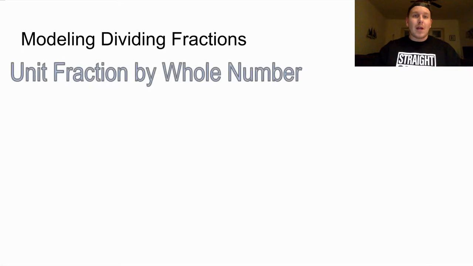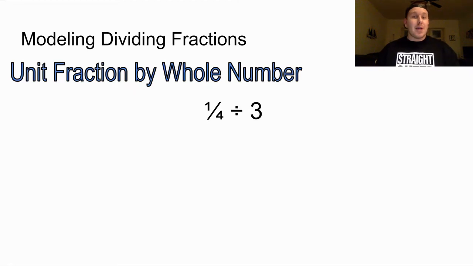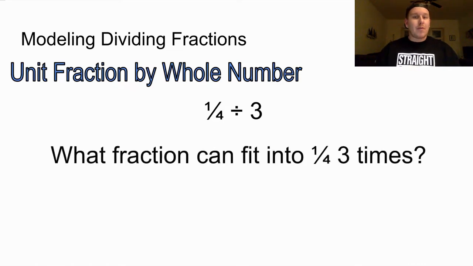So now we have an expression that is unit fraction by whole number. Something I notice about this expression is the numbers are very similar to what we used in the last problem, but we flip-flopped the dividend and the divisor. Now the question we're going to ask is, what fraction can fit into 1/4 3 times? So we're trying to find a smaller number because remember, if we divide a unit fraction by a whole number, our answer is also going to be a unit fraction.